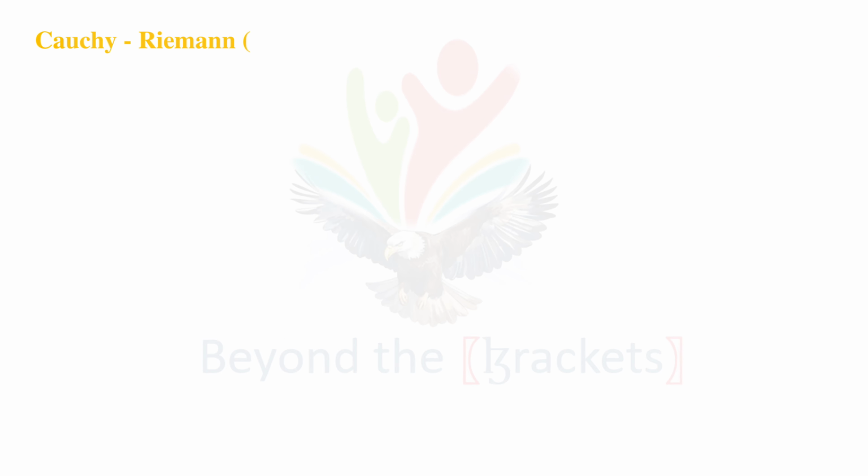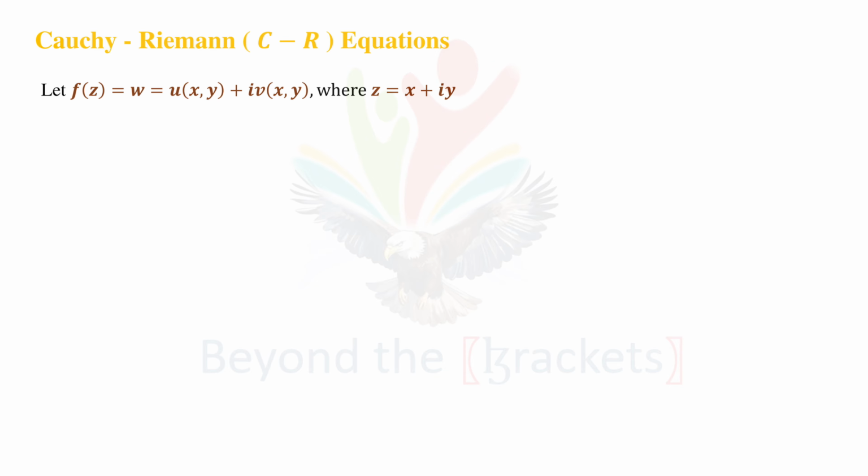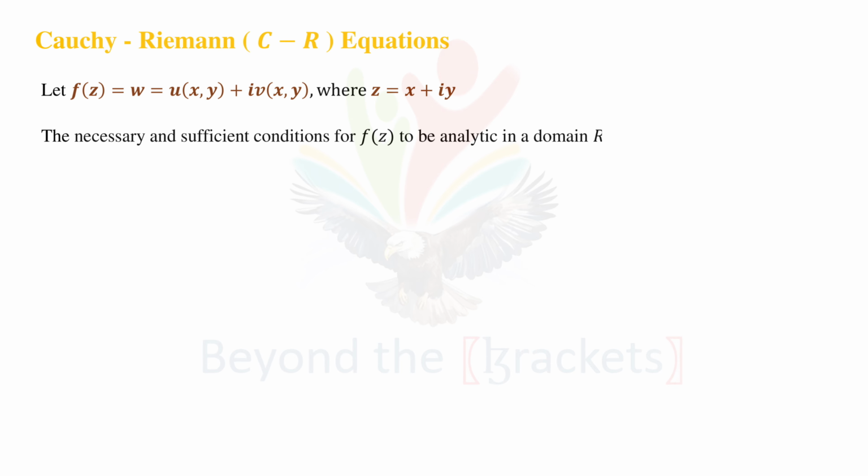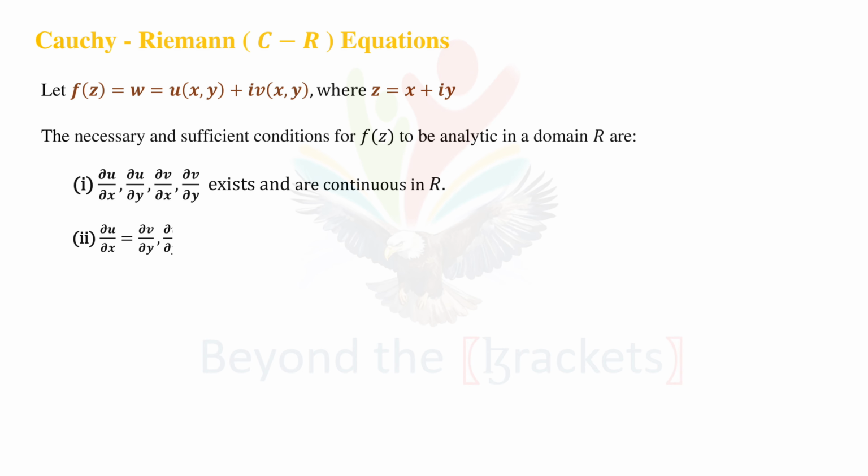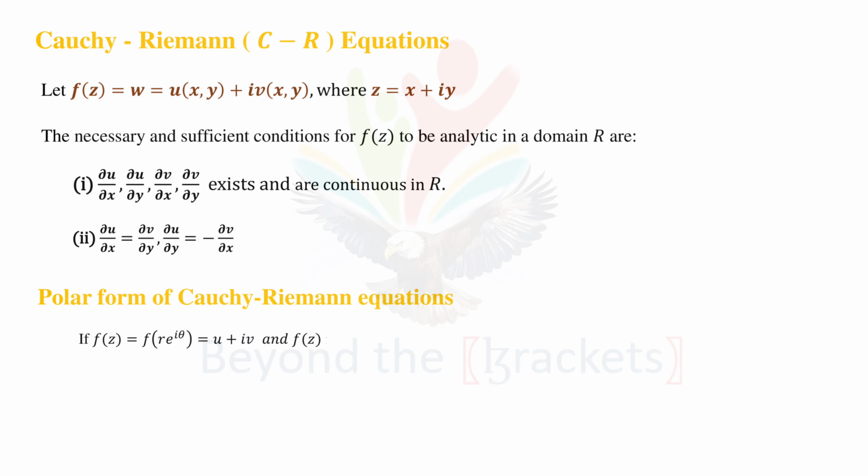Cauchy-Riemann equations, also known as CR equations, are an important concept. For a function f(z) = u + iv, where z = x + iy, the necessary and sufficient conditions for f(z) to be analytic in a domain are: firstly, the first order partial derivatives of u and v must exist and be continuous. Second, the Cauchy-Riemann equations must be satisfied. The Cauchy-Riemann equations can also be written in polar form. If we express the function in terms of r and theta, the equations take this form.